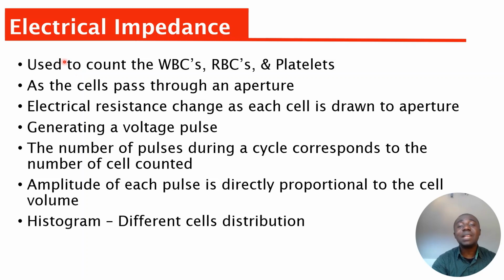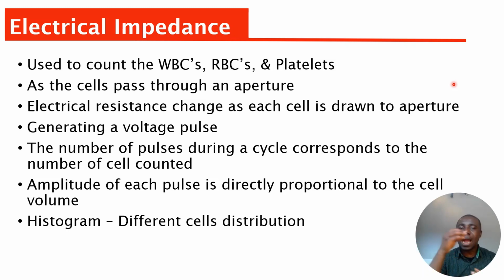So let's look at electrical impedance. In electrical impedance, it uses a counter. It's used to count the white blood cells, red blood cells, and platelets. And how is it able to do that? It's able to do that because there's what we call an aperture. The aperture is just like a hole. As these cells in the whole blood pass through it, it knows the size of the white cells, the size of the red cells, the size of the platelets.